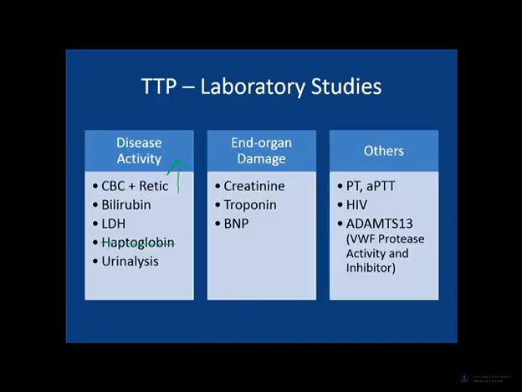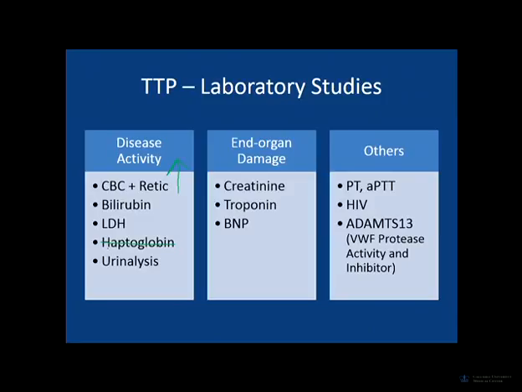Skip the urinalysis because you haven't learned about urine yet. You will see markers of end organ damage. An elevated creatinine, you'll learn about in a few weeks, creatinine is a blood test we use to monitor kidney function. When creatinine goes up, it shows you that there's kidney damage. And so that's one marker of end organ damage in TTP.